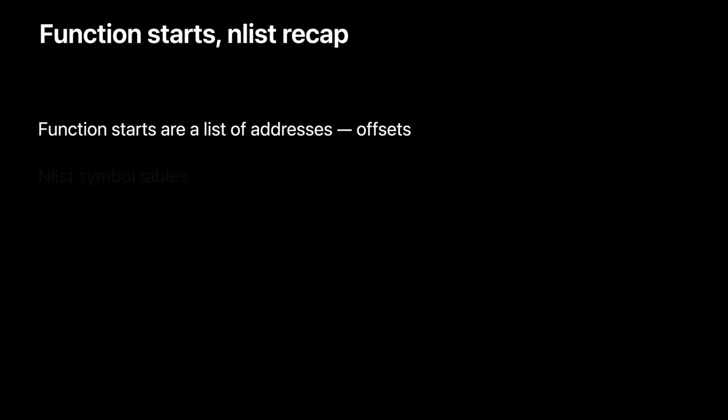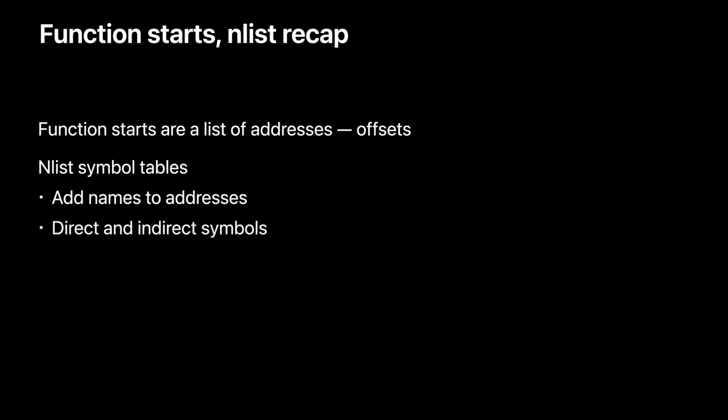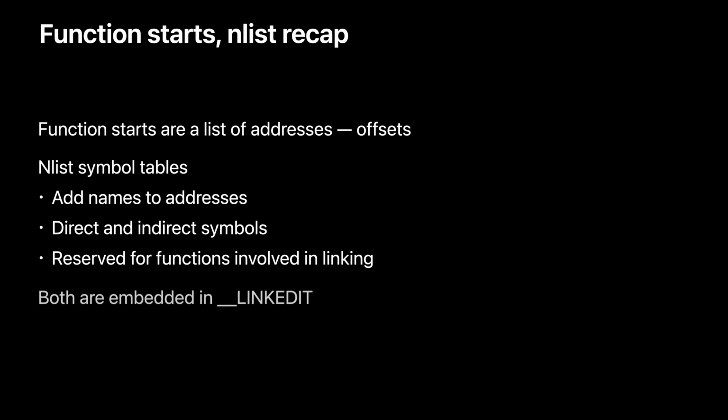Now that we've covered two of the three debug information categories, let's make sure we understand their properties. Function starts are a list of addresses, so they lack names, but do allow us to determine offsets. nlist symbol tables encode entire structs of information and can associate a name to an address. They describe direct symbols, which are defined in your app, and indirect symbols, which are provided by dependencies. Direct symbols are generally reserved for functions involved in linking, and the strip build settings influence which direct symbols are available. Finally, both the function starts and the nlist symbol tables are embedded directly in your app.